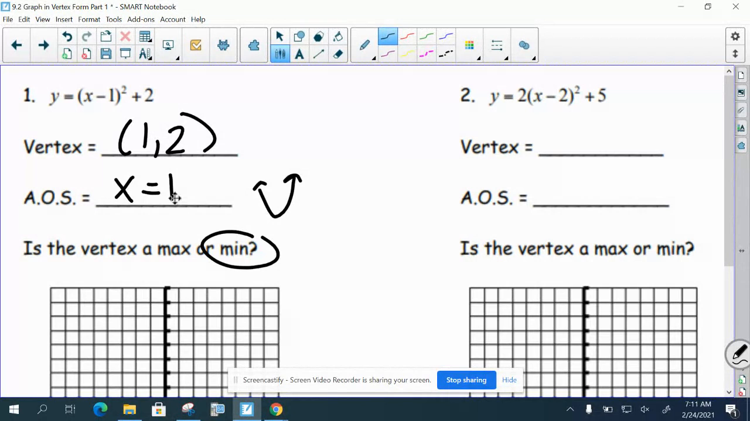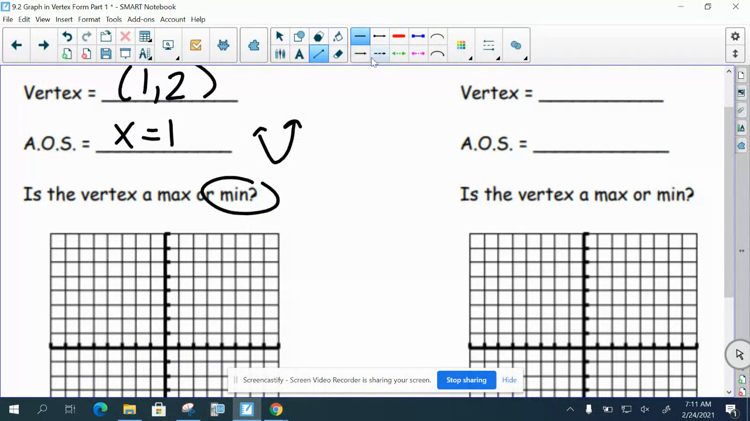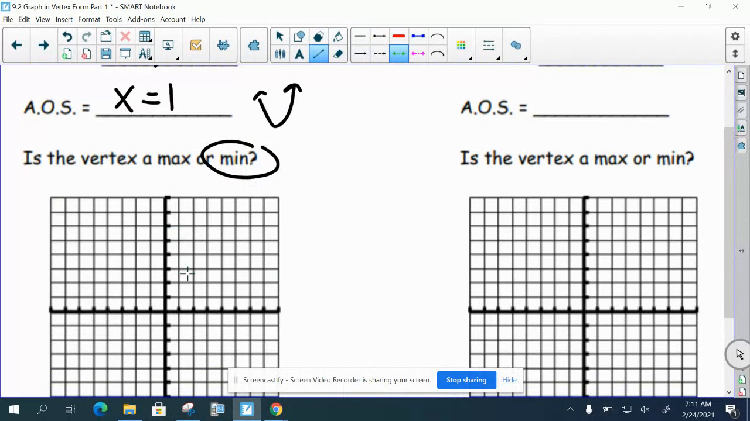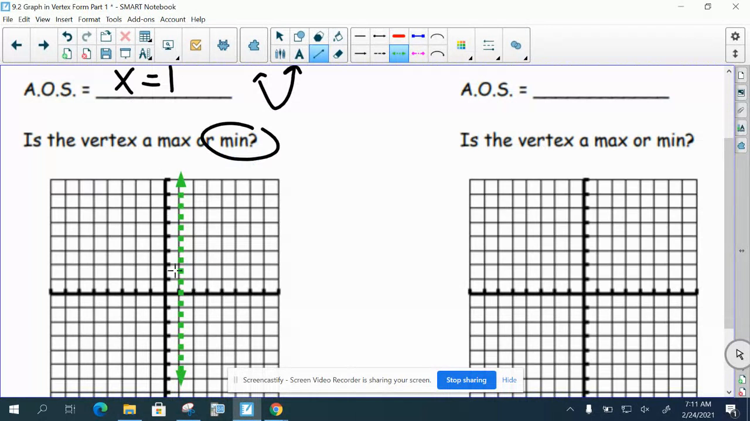So to graph this, I'm going to first graph my axis of symmetry line. So I'm just going to use this little dotted line here at x equals 1. So that would be this right here. If you have a highlighter or a different color utensil, you might want to do that for your axis of symmetry line. Okay, and then we're going to plot the vertex like we normally would. So (1, 2), and then this parabola is opening up.